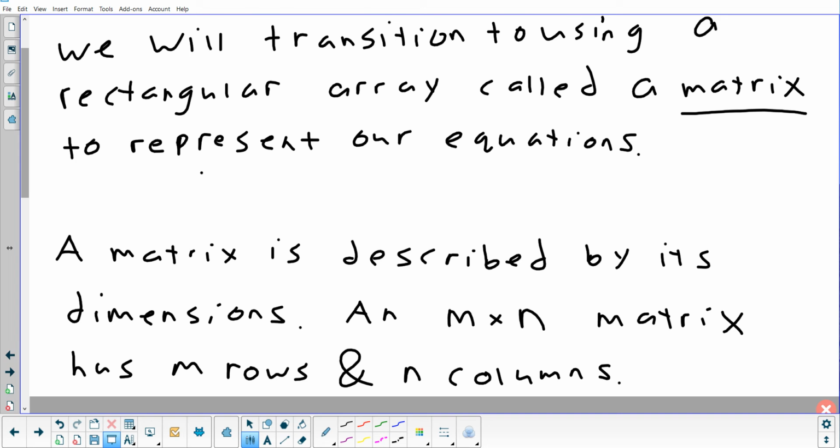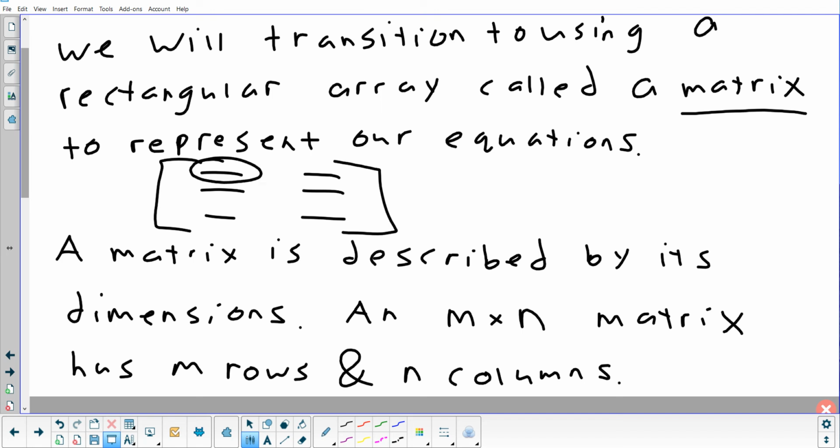So if you had something like that as a matrix, and you had numbers in all those spots, that would be a 3 by 2 matrix. 3 rows by 2 columns. Now when we talk about a matrix, this would be the element in row 1, column 1. This would be row 2, column 1. This would be row 3, column 2.